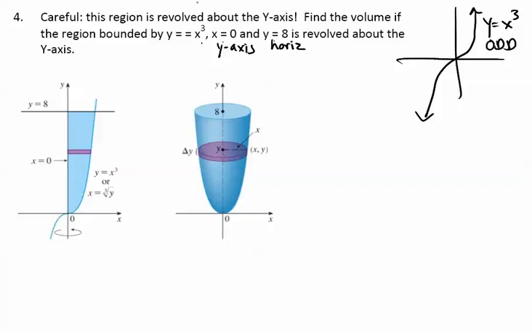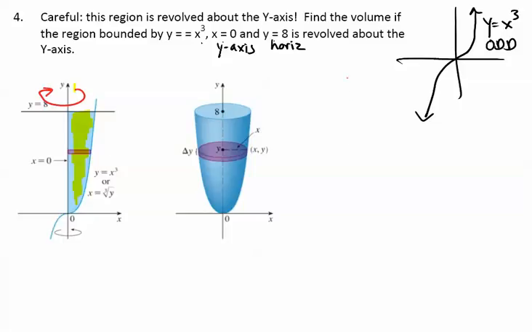In this picture, this blue color is what I've been shading. So that's the region that we are revolving. We're spinning it this time. We're taking that region and spinning it around the y-axis.